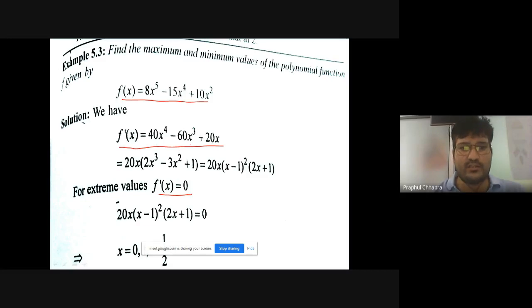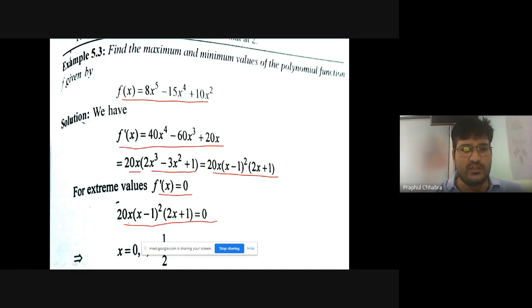If f dash x is 0, then this f dash x can be written like this by the factorization method. हमने इसका factorization कर दिया. We took x common, in fact 20x common, and inside a cubic polynomial remained. We solved the cubic polynomial and we got x into x minus 1 whole square into 2x plus 1. Now let f dash x is 0. It means 20x times x minus 1 whole square times 2x plus 1 is 0.